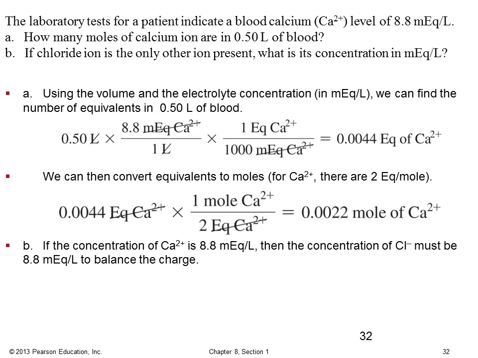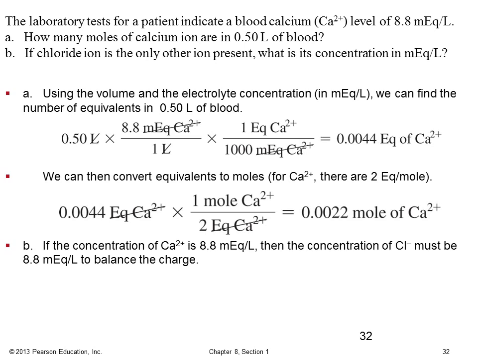So we multiply the volume by the concentration to get our milliequivalents, and then we just need to figure out how many equivalents from the milliequivalents. So we just need to use our conversion factor. When we show the work here, we get a number of 0.0044 equivalents of calcium ions.